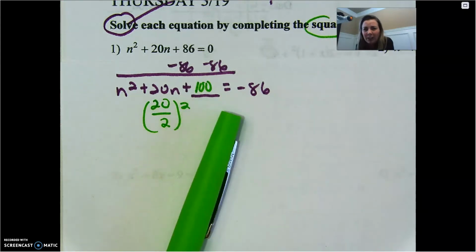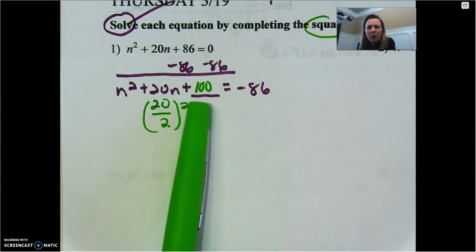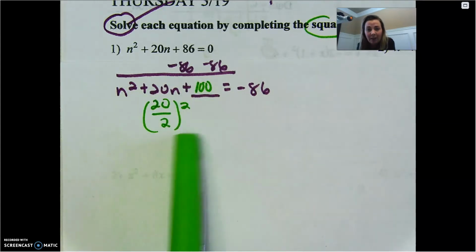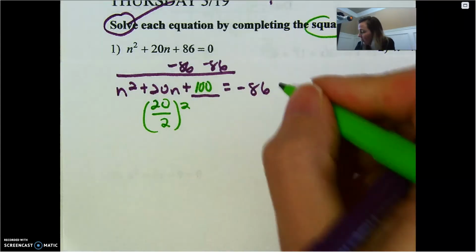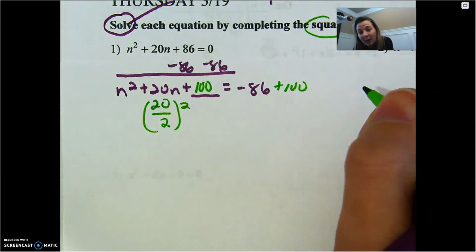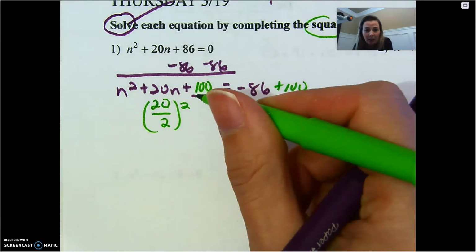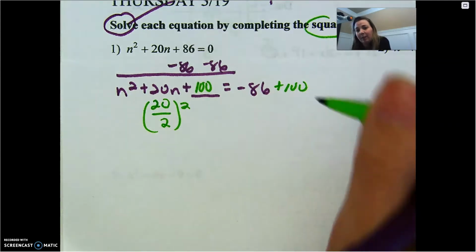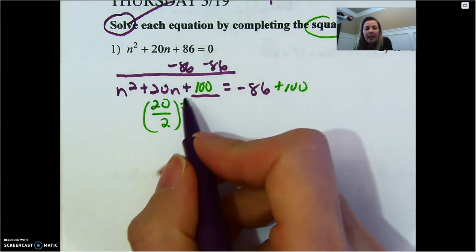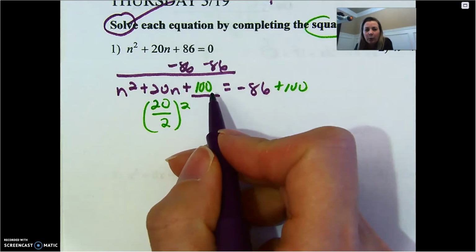This 100 wasn't here a minute ago. And since we created it on the left side of our equation, we also have to add it on the right-hand side of our equation. It's got to be fair and balanced. Monster here, monster there.